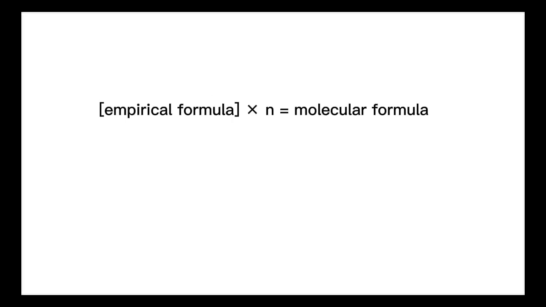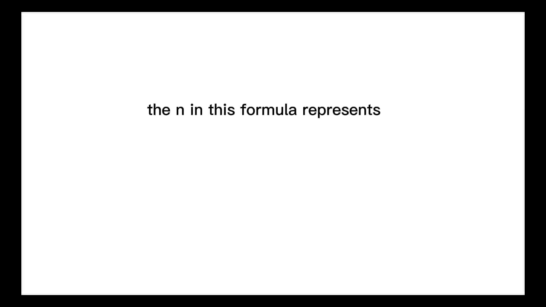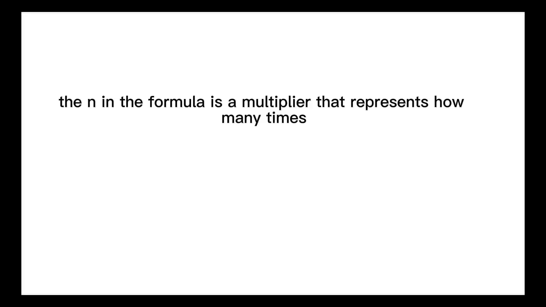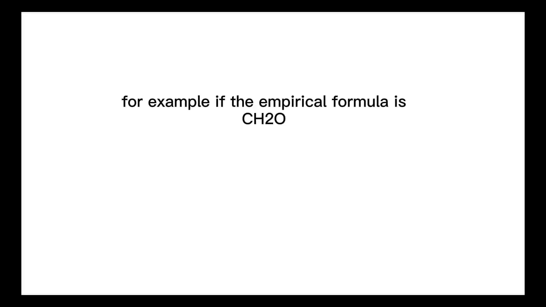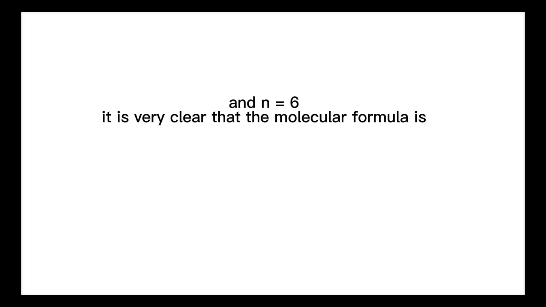From the formula, empirical formula multiplied by n is equal to molecular formula. The n in this formula represents the number of empirical formula units that make up the molecular formula. The n is a multiplier that represents how many times the empirical formula unit is repeated to get the molecular formula. For example, if the empirical formula is CH2O and n is equal to 6, it is very clear that the molecular formula is C6H12O6.